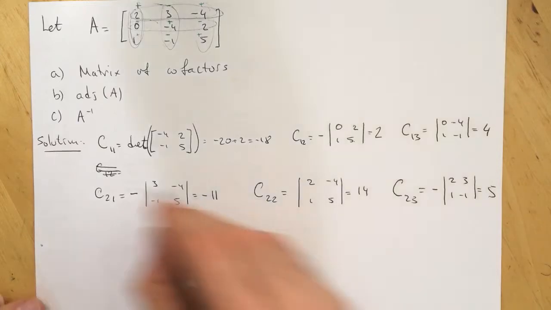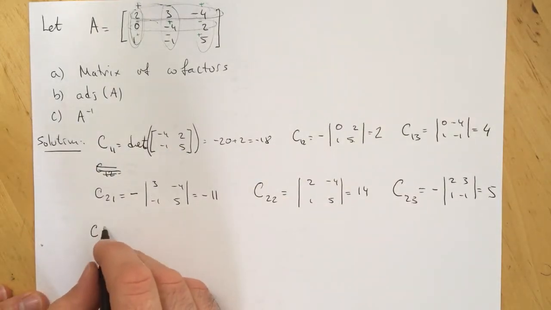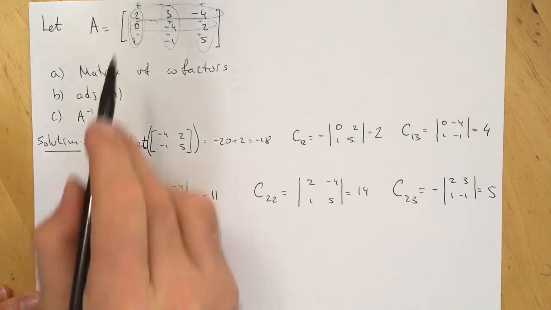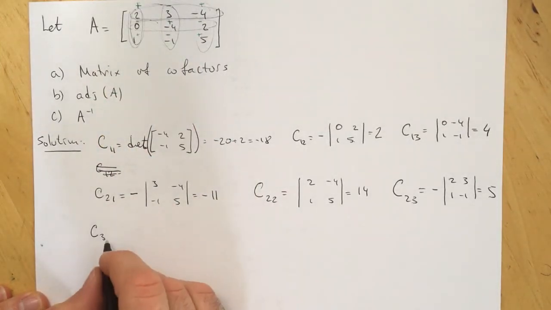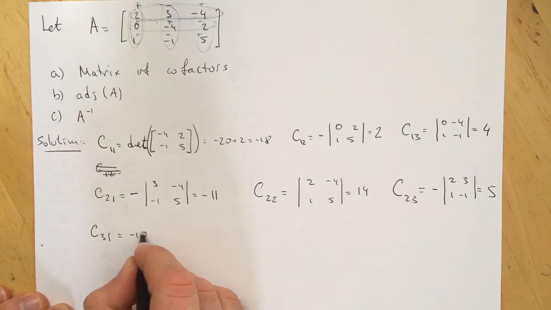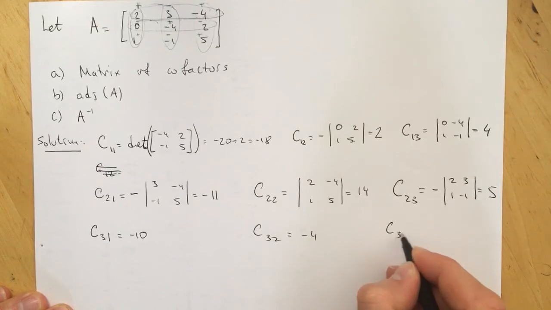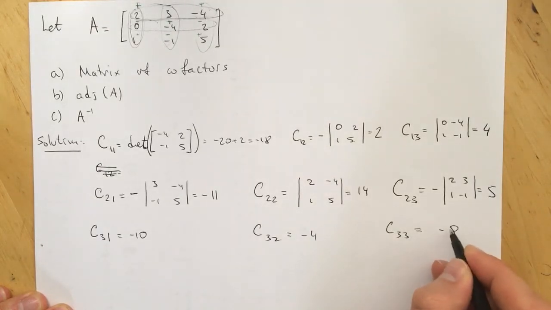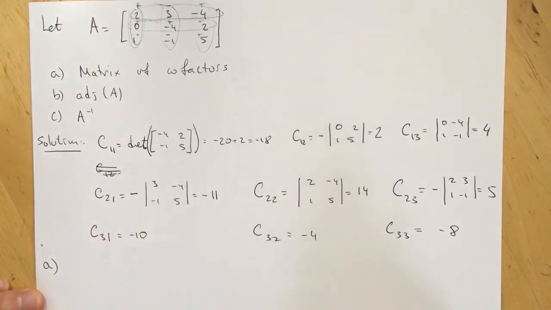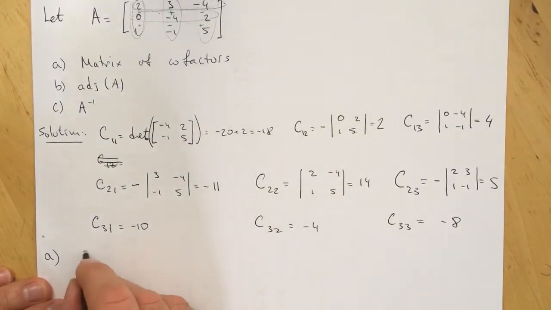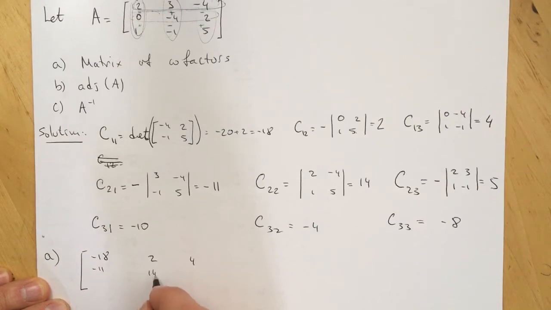Okay? And in a similar way, you're going to find the cofactors of the last row there. So C31 is equal to negative 10, C32 is equal to negative 4, and C33 is equal to negative 8. So the answer to question A, what is the matrix of cofactors? That's just this: negative 18, 2, 4, negative 11, 14, 5, negative 10, negative 4, negative 8.